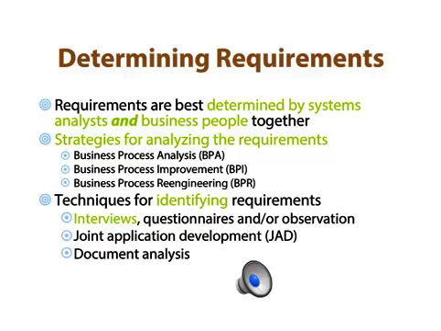So you might ask, how do we determine requirements for a system? Well, the best way to do that is to have systems analysts and business people get together and talk. And there are some strategies that we use for analyzing business requirements called business process automation, process improvement, and process reengineering. Techniques for identifying these requirements, the most often used one is interviews.